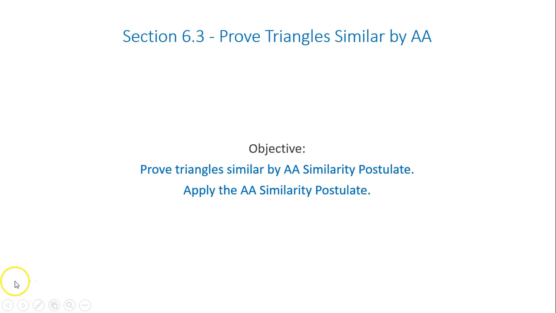Hey geometry class, this is our section 6.3 lesson, and we are going to be proving triangles similar by what's called angle similarity. That is going to be one of our postulates in this section, and we're going to use it in a proof at the end, but in between now and the end, we are going to be applying this angle similarity postulate. So let's go ahead and get started.